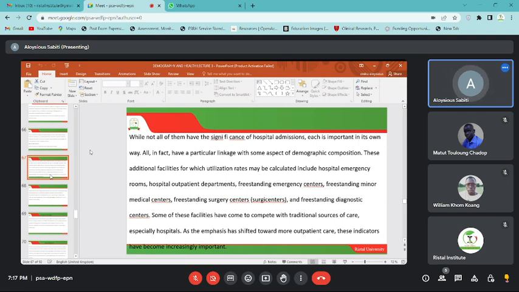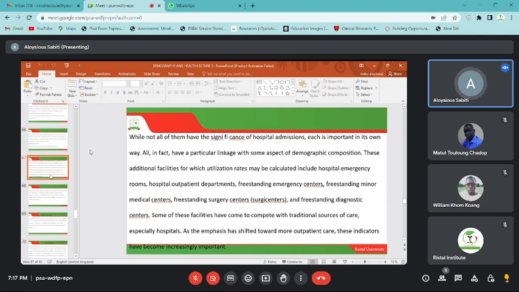For example, hospital emergency rooms can be linked to income levels of an individual. An individual who might be owning a bike might have a higher chance of going to an emergency room.